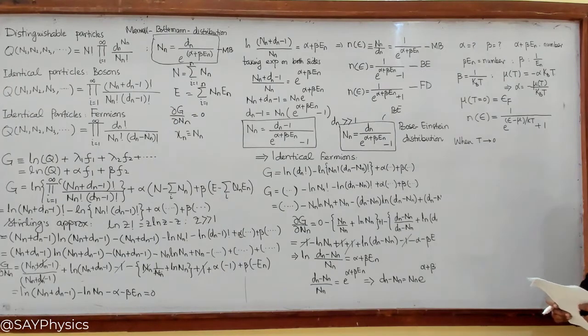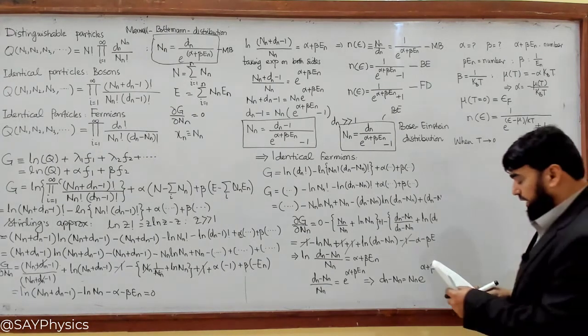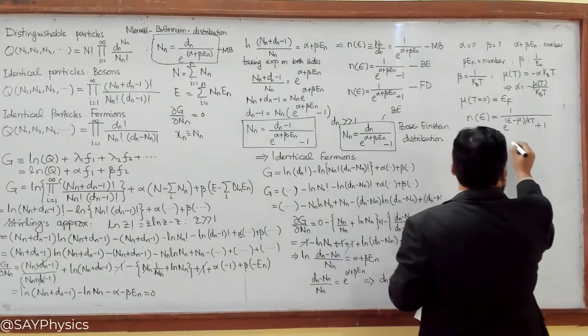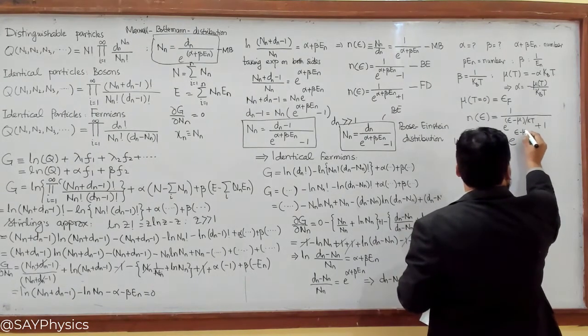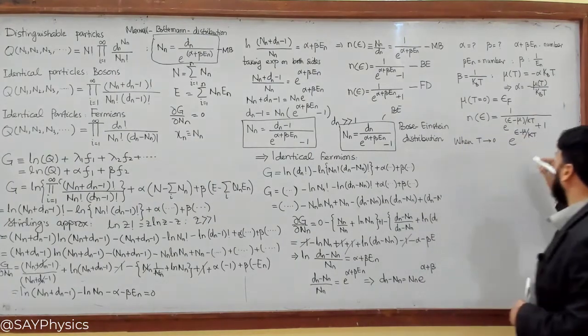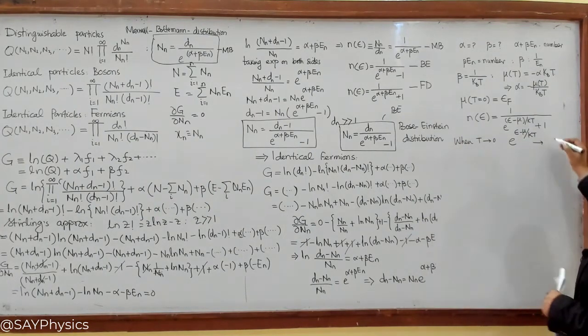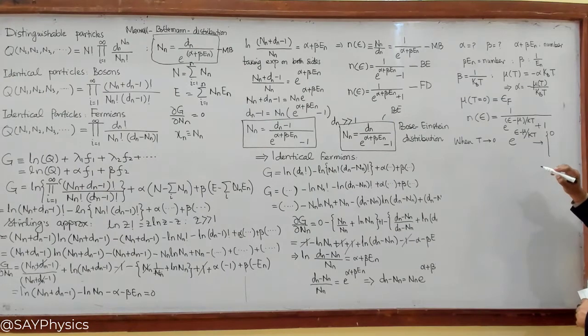But let me do this thing in steps. When T goes to 0, what about e to the power (E minus mu) over kT? It will go to 0, then it depends. It will go to 0 when E is less than mu. Right? When E is less than mu. Because it will be 1 over this one. And it will go to infinity when E is greater than mu.